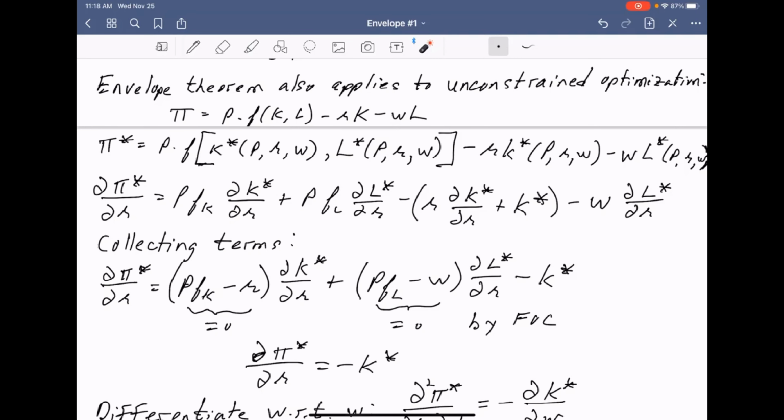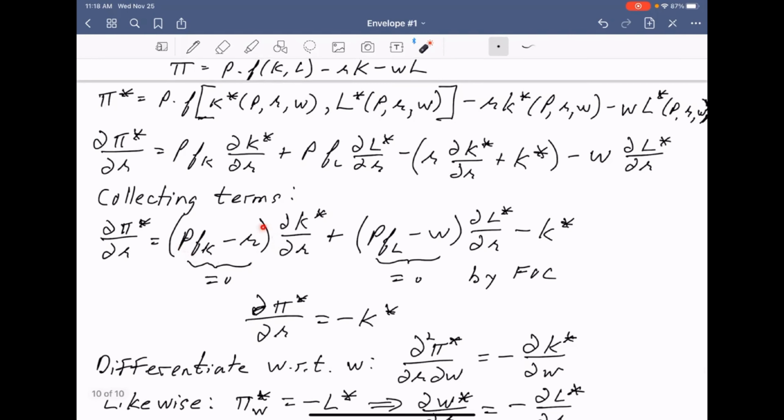Collecting terms, we then get this expression here multiplied by the partial of K with respect to R. But notice that P times F of K, recall that this is the value of the marginal product, and the value of the marginal product in equilibrium must be equal to the input price. So this is 0. Likewise, this term here is 0 because the value of the marginal product of labor is equal to the wage rate. So when we bring the wage rate to the left-hand side, we get 0 on the right-hand side, so it equals 0 by these first-order conditions.